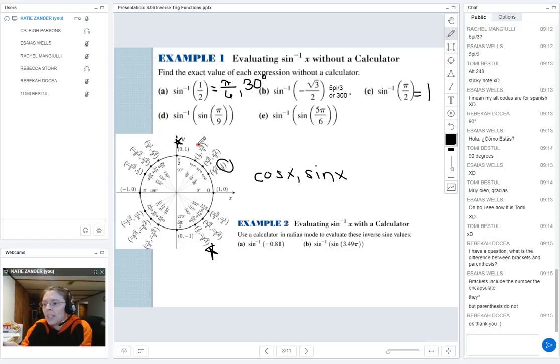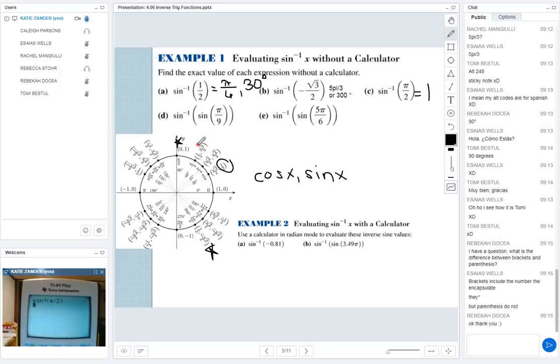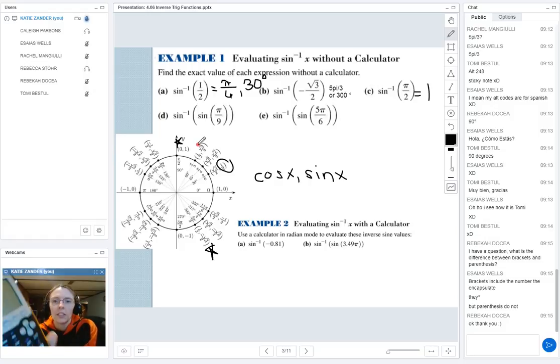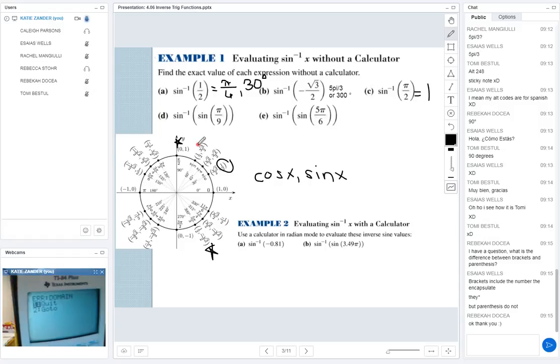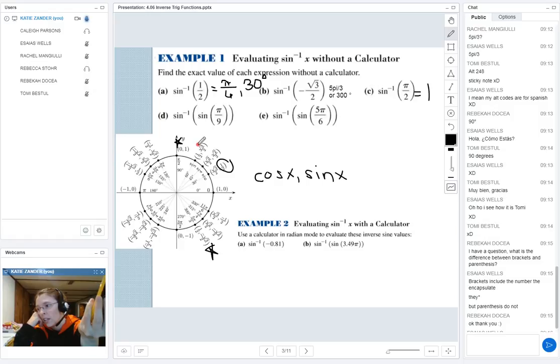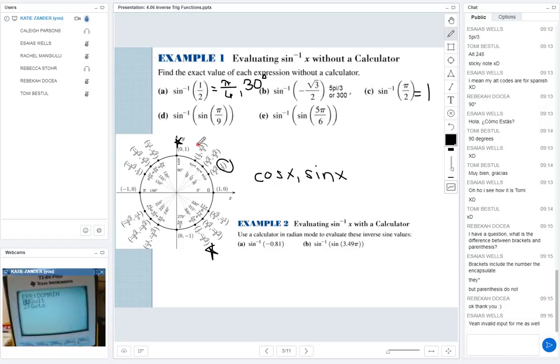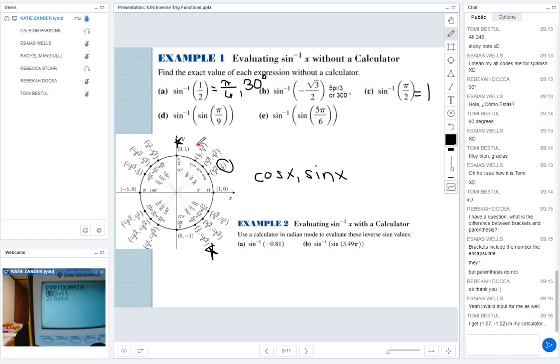Yep. And this is where I was going to check that restricted domain because it's right at that beginning spot up there at 90 degrees. Now when I put that into my calculator and I hit enter, it gives me a domain error. So that's where I was questioning if it was actually included or not. So according to my calculator, it's not included because we get that invalid input there.